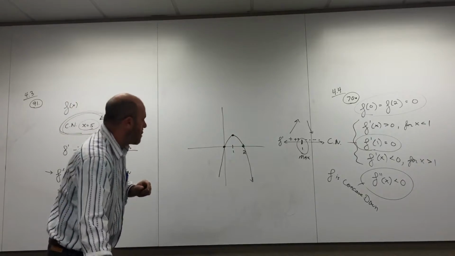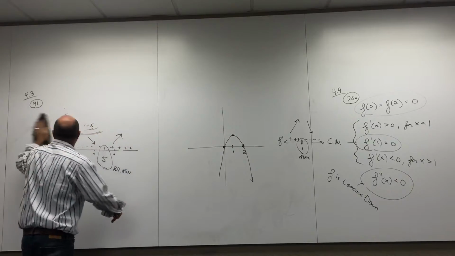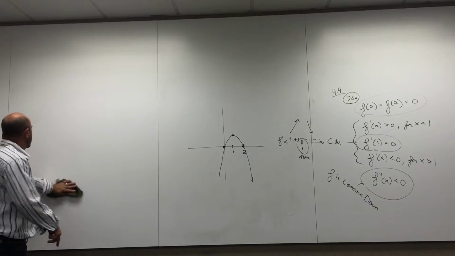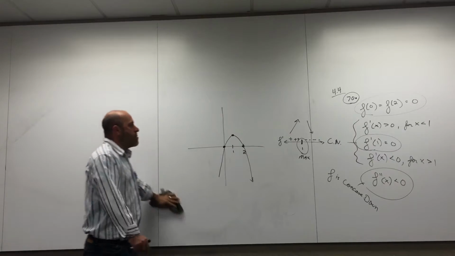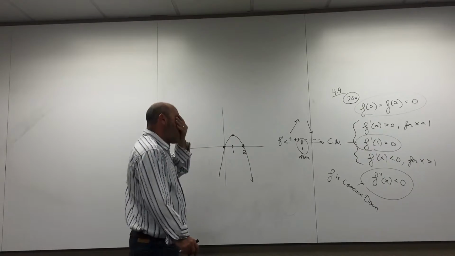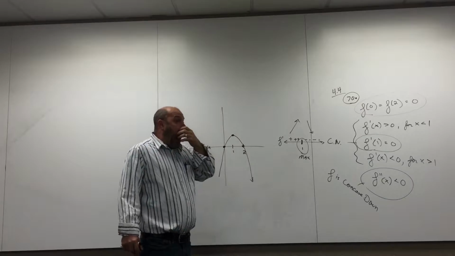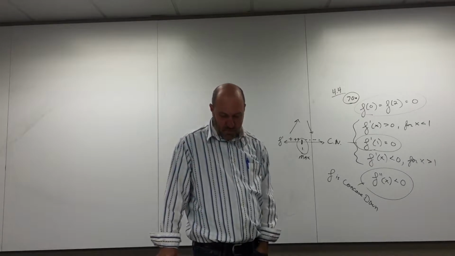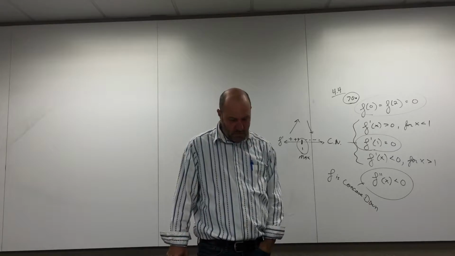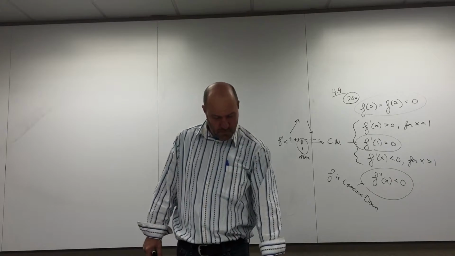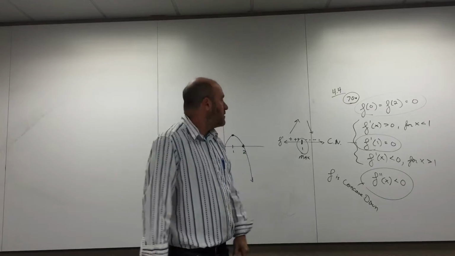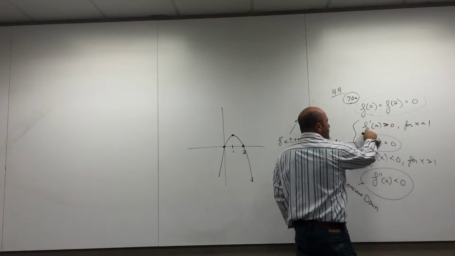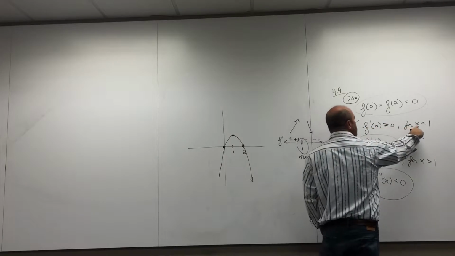Yes, Carlos? I still don't quite see what you were saying, that when it's less than 1, it's positive, and greater than 1, it's negative. How can you tell that from the information given in the problem? Yeah, it's right here. I just don't see it. I know. It says the derivative is positive when x is less than 1.